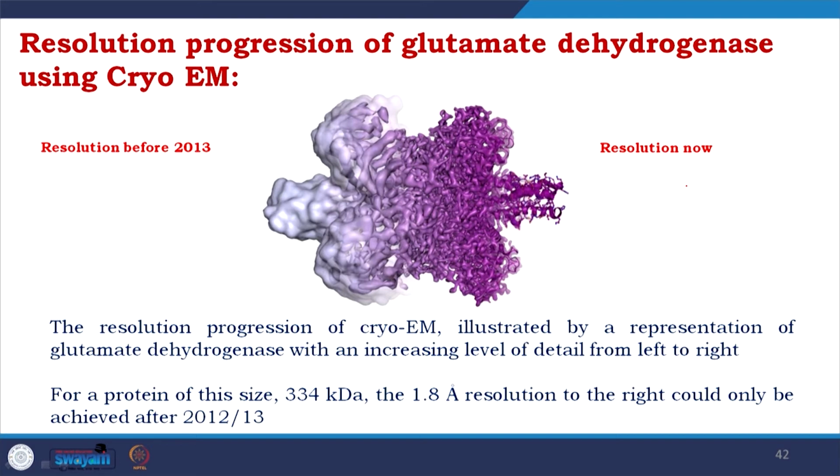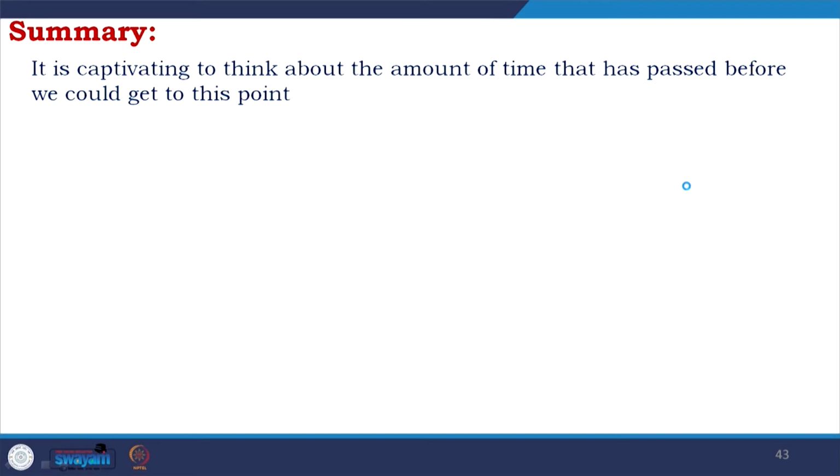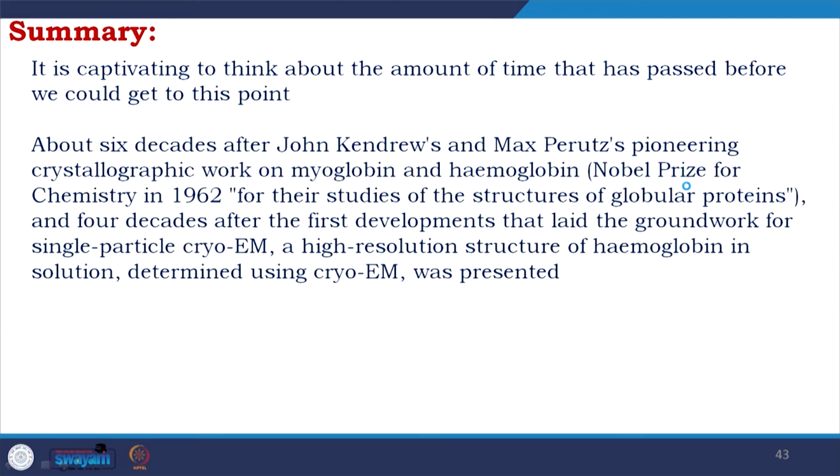It is captivating to think about the amount of time that has passed before we could get to this point. About 6 decades after John Kendrew and Max Perutz's pioneering crystallographic work on myoglobin and hemoglobin, as I have discussed in detail, Nobel Prize for Chemistry in 1962 for their studies of the first structures of the globular proteins, and 4 decades after the first development that laid the groundwork for single particle cryo-EM, a high resolution structure of hemoglobin. So, hemoglobin, the first structure, now again comes in solution determined using cryo-EM.